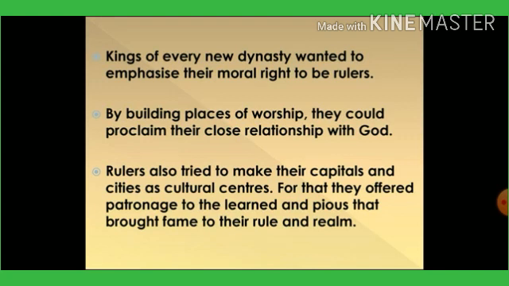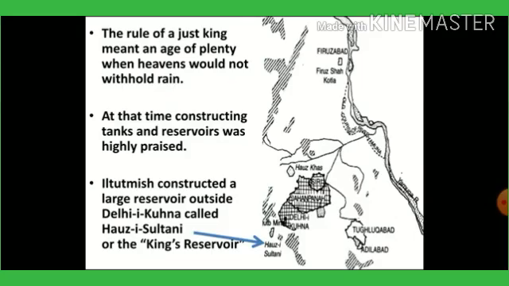Students, it means the king announced himself as the representative of God, and they declared that they had a relationship with God. The rule of a just king meant an age of plenty when the heavens would not withhold rain. It means there was no chance of scarcity of rain, as the ruler had the power to hold the rain.